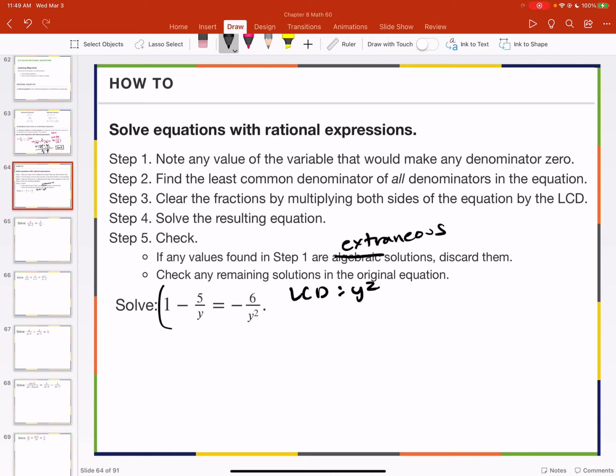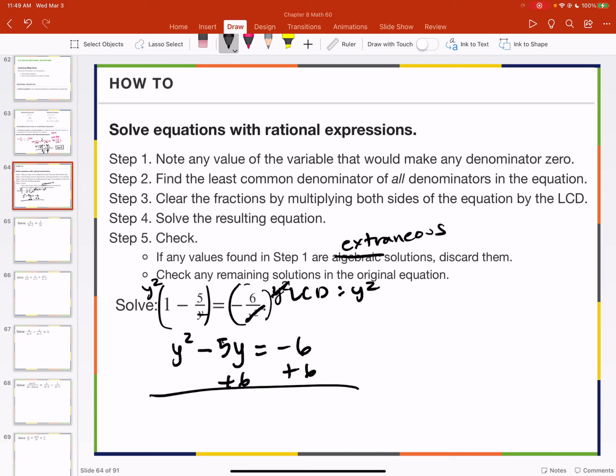All right, so here my LCD is y squared. So let's multiply everything by y squared. And you would get what? You would get y squared for the top times 1. That's y squared. Y squared times y is going to cancel out one of the y's, and you're going to get 5y. And then here, the y squared will cancel out, and you're going to get equals -6. Okay? So let's move that over, and then we get y squared minus 5y plus 6 is equal to 0. Okay? So then let's factor this.